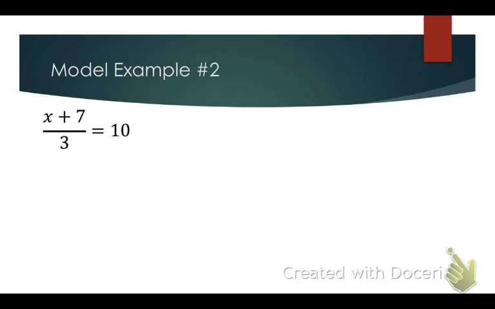Okay, I'm going to now model number 2 for you. Again, I always like to draw that line down the middle. Reminds me that what I do to one side, I must do to the other. I notice that I first need to simplify the left side a little bit. I need to solve for x. But what I'm going to do is, since it's being divided by 3, I'm going to multiply both sides by 3 first.